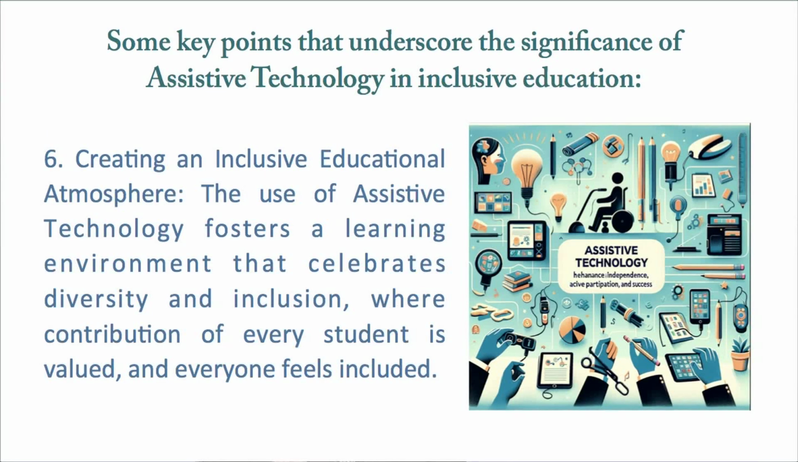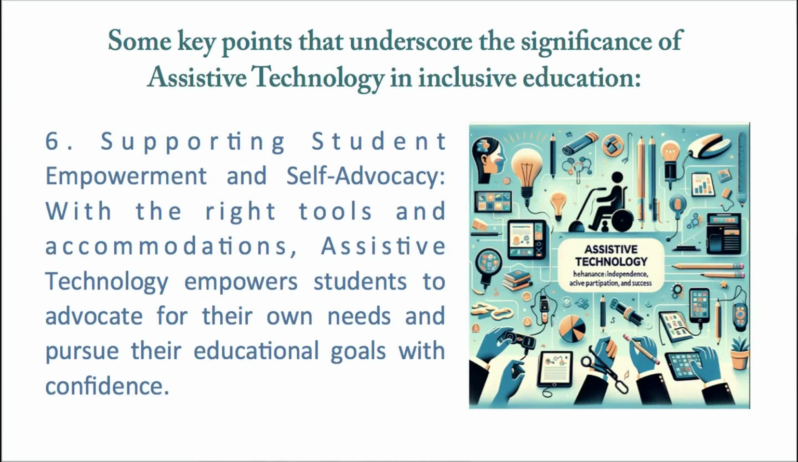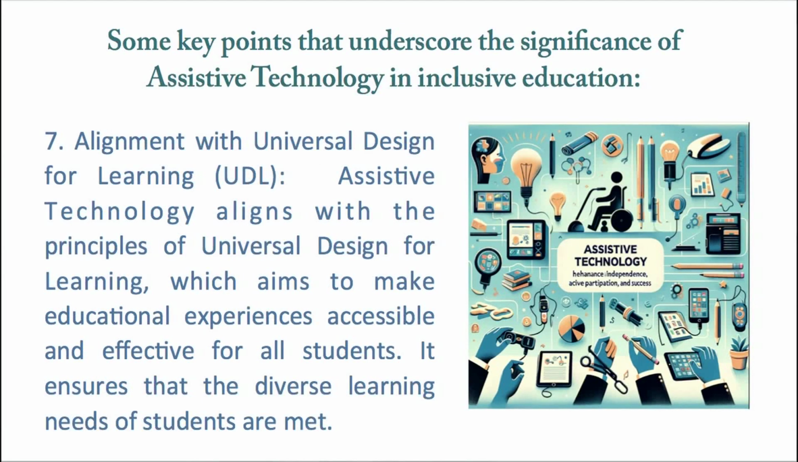Next, creating an inclusive educational atmosphere. The use of assistive technology fosters a learning environment that celebrates diversity and inclusion, where the contribution of every student is valued and everyone feels included. Supporting student empowerment and self-advocacy. With the right tools and accommodations, assistive technology empowers students to advocate for their own needs and pursue their educational goals with confidence. Next, alignment with Universal Design for Learning, that is UDL.